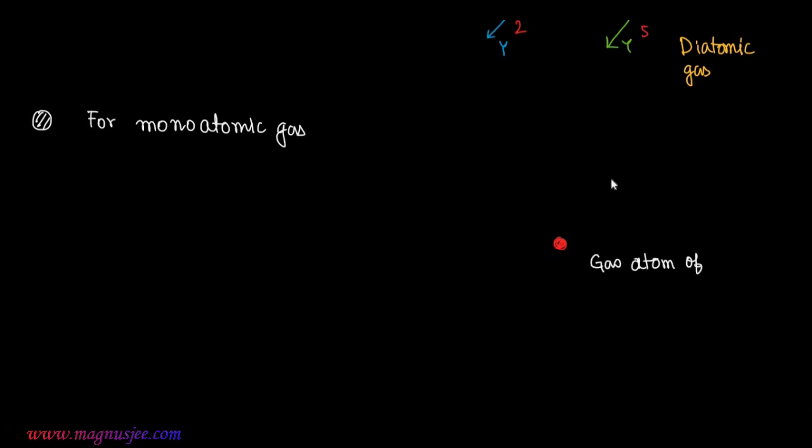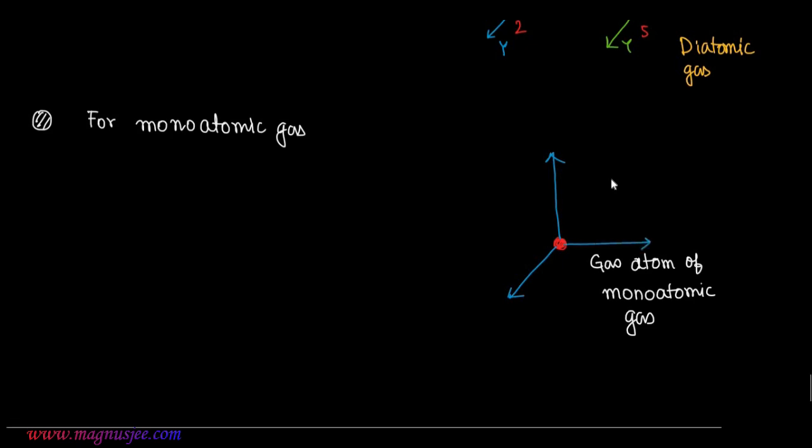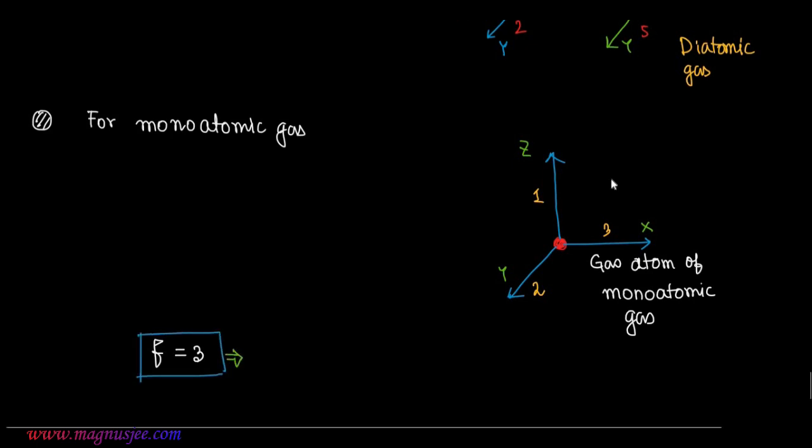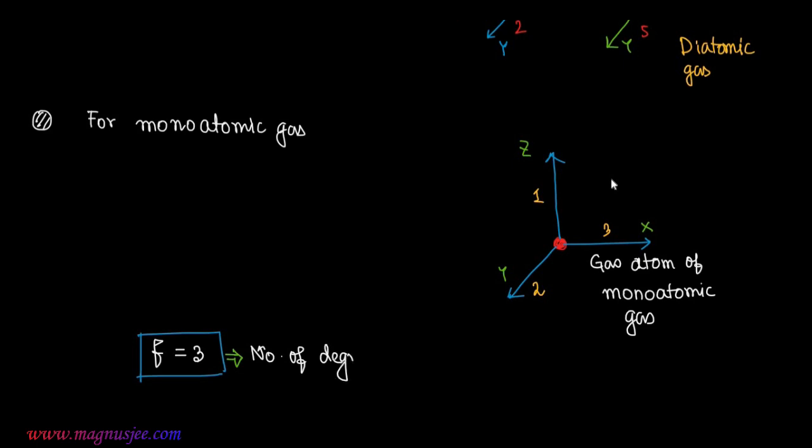For a monoatomic gas, we can denote the gas atom of a monoatomic gas. This is the atom which has 3 different mutually perpendicular axes, X, Y and Z axis. First, second, third. There are 3 different axes which are mutually perpendicular to each other and the number of degrees of freedom F will be equal to 3. That means there are 3 different directions along which internal energy of the gas atom will be uniformly distributed.